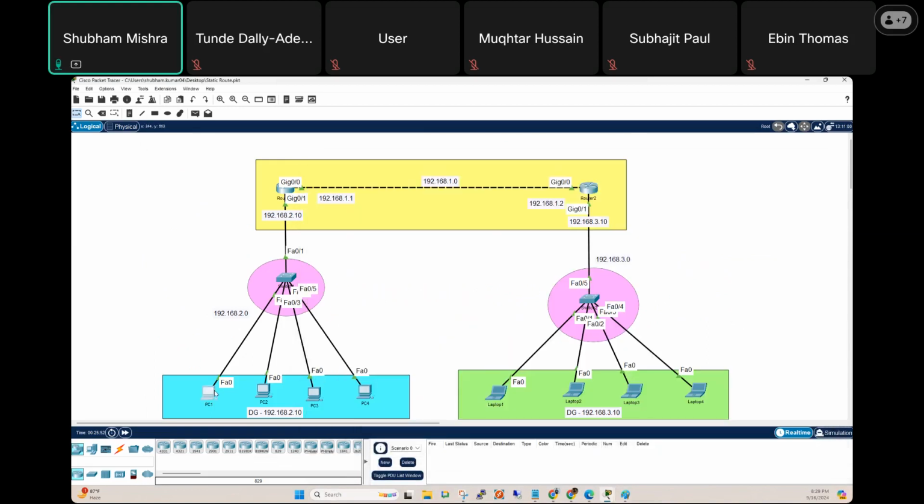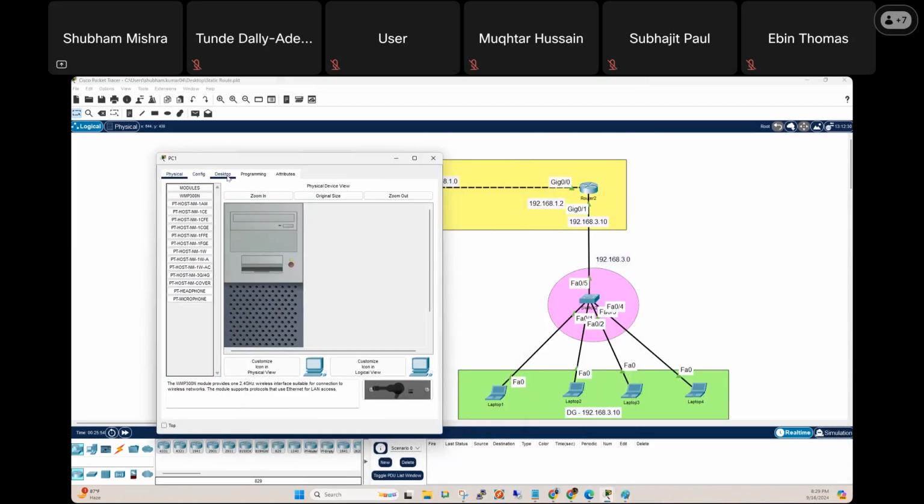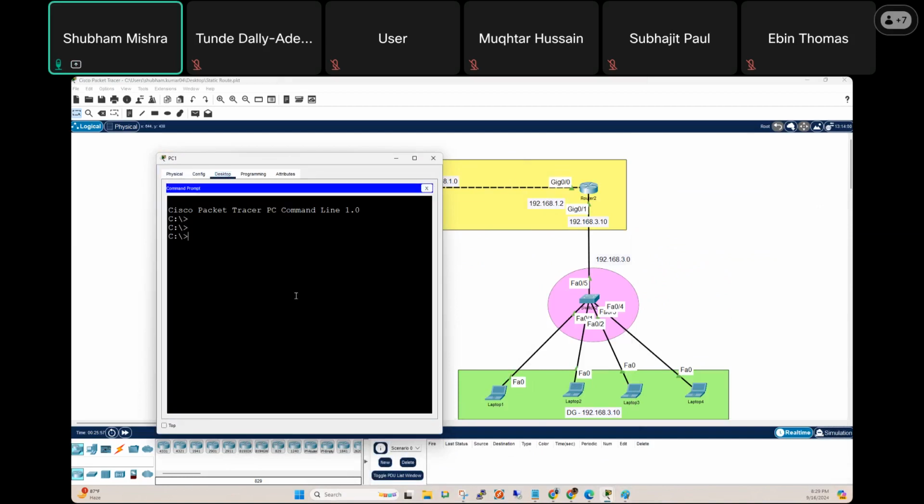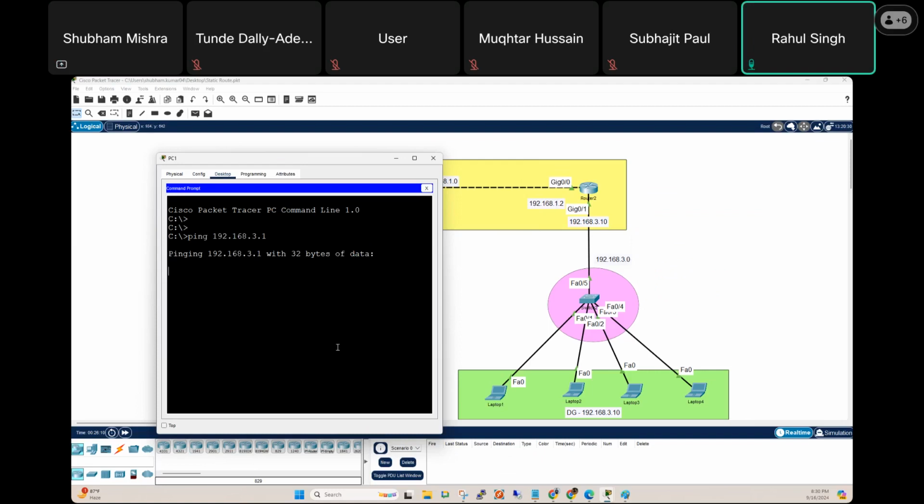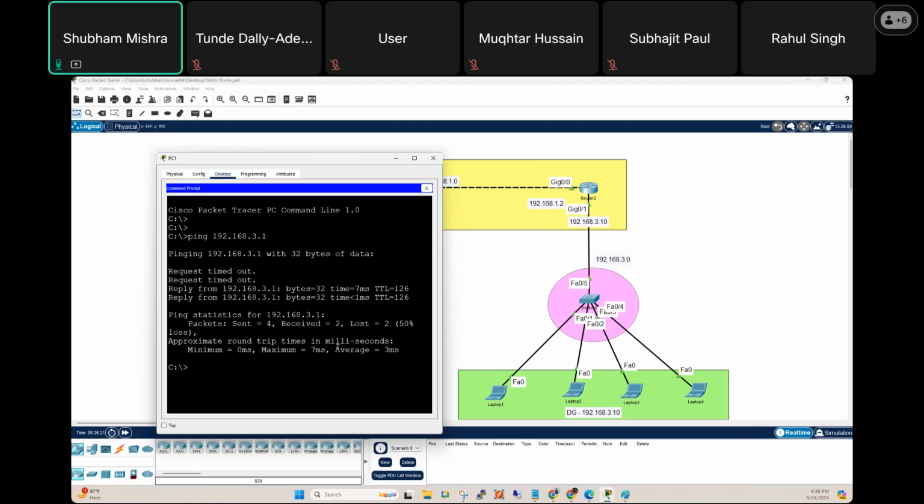Yes or no? Yes. Come on the PC number 1, and if I am writing ping, what is the IP address of laptop 1, guys? 192.168.3.1. Yes? Are you telling me? Yes, sir. 3.1. I am pinging from here to there. Timed out, timed out, timed out. Yes, 2 packets dropped and 2 replies I got. And 50% loss, 50% successful.